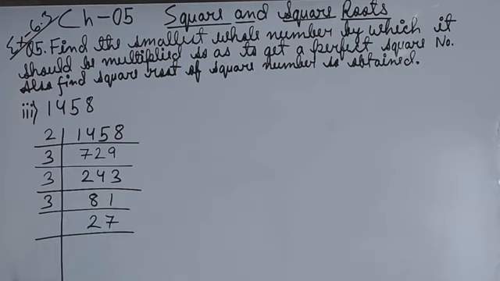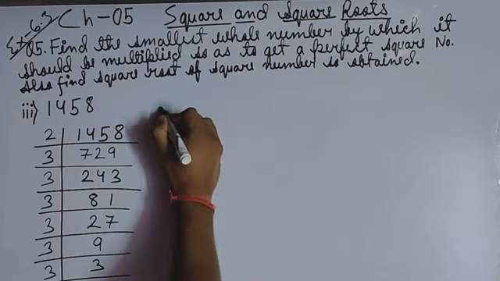हमें quotient क्या मिलेगा? 27 मिलेगा. Again we will divide this number by 3. 3 9 से कितना होता है बेटा आपका? 27. Again this is divisible by 3. 3 3 से कितना होता है? 9. Again this is divisible by 3. 3 1 we are 3. So we have broken this 1458.